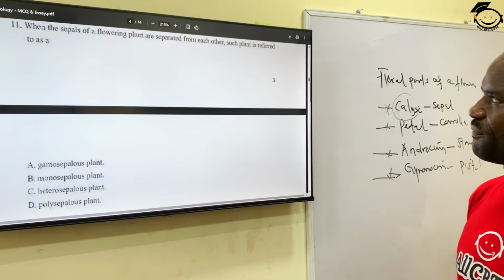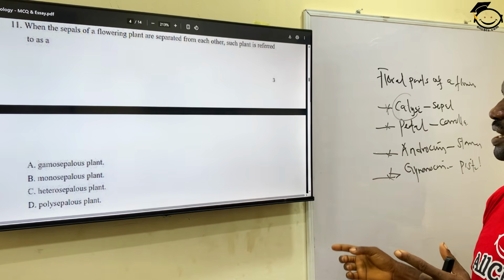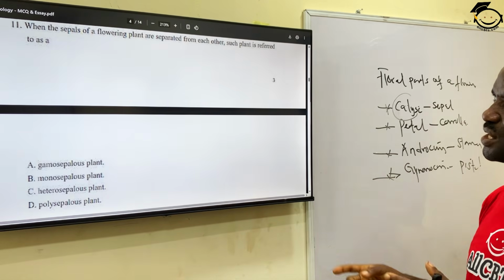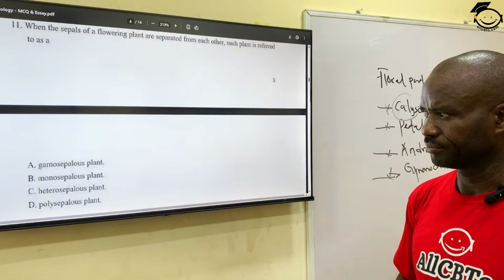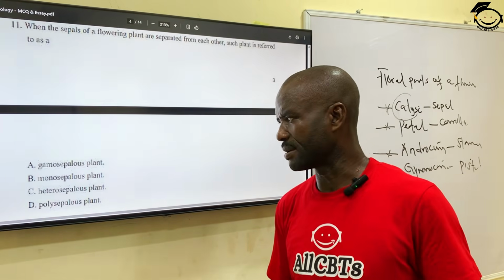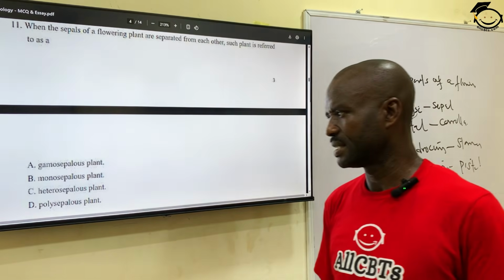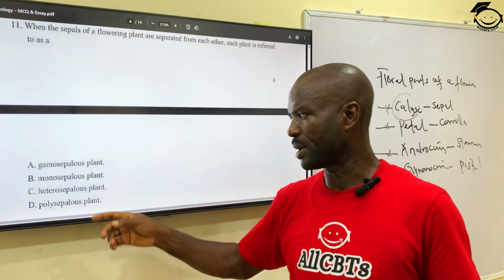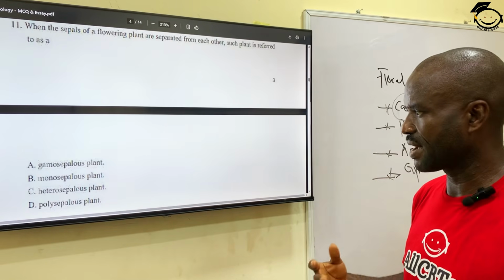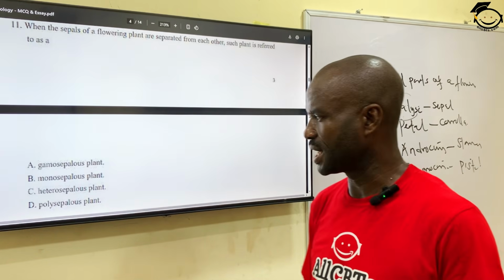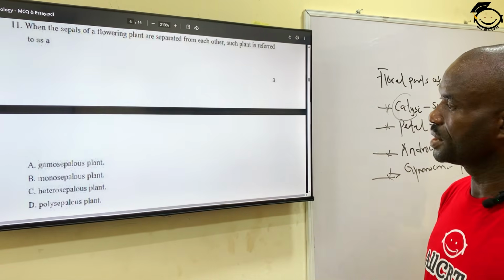Question 11. When the petals of a flower or flowering plant are separated from each other, such plant is referred to as A, gamopetalous, B, monopetalous, C, heteropetalous, then D, polypetalous, meaning we have several petals separated. So the correct answer is D, polypetalous flower or polypetalous plant.